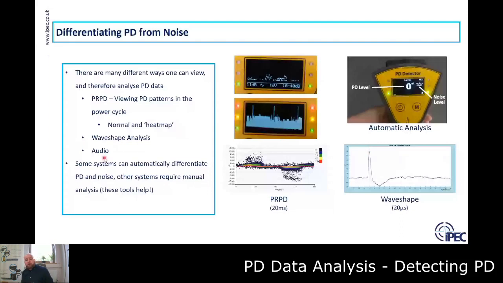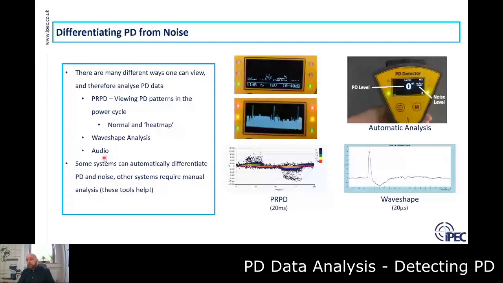Audio, particularly when it comes to surface tracking activity, it's very common to use headphones and use audio. So although ultrasonic devices, for example, which may be used to detect PD, may detect a lot of background noise, by using the audible output of these devices, you're able to hear and listen to the sound. That's a typical PD pattern compared to background noise. That does take a little bit of training, of course, as you'd expect, but there are some very distinctive patterns, and you usually can very quickly pick up whether something's coming from a background noise source or from a PD as well.